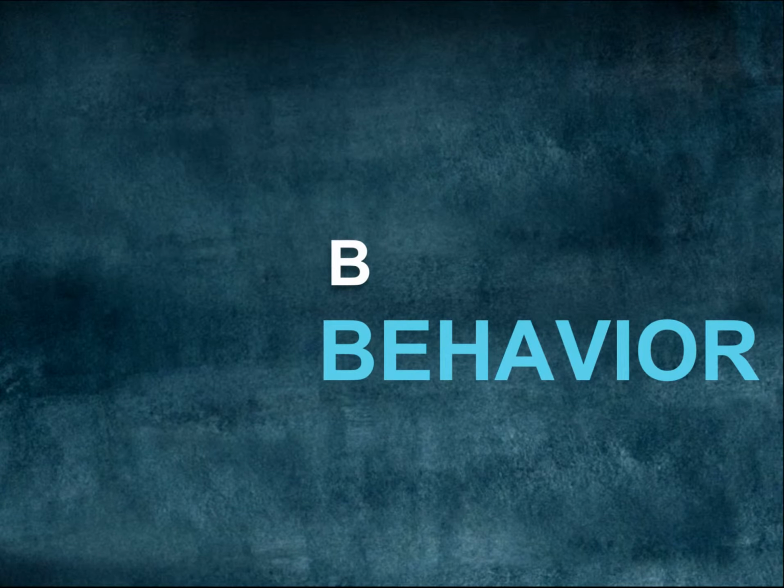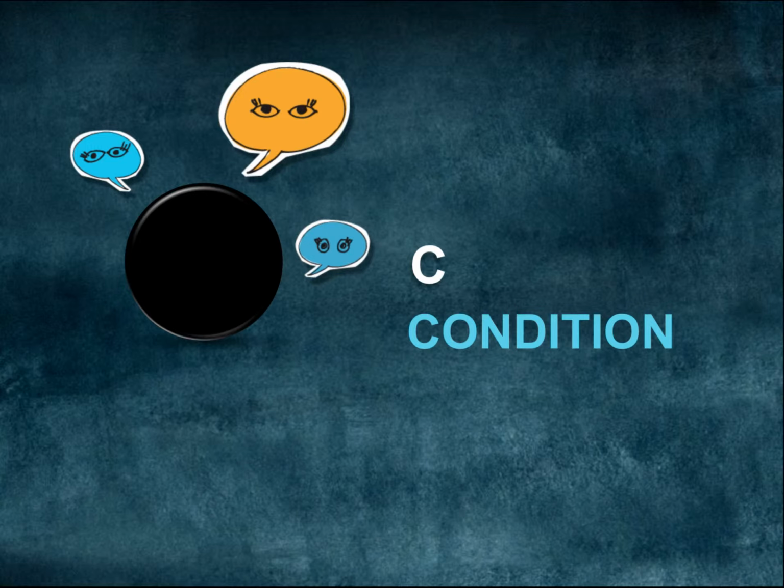C represents condition for demonstrating learning, or the condition under which students need to perform. And D. D is for degree or criteria. This will indicate how well we want the behavior to be performed, or how we will evaluate the performance or the ability to do something.